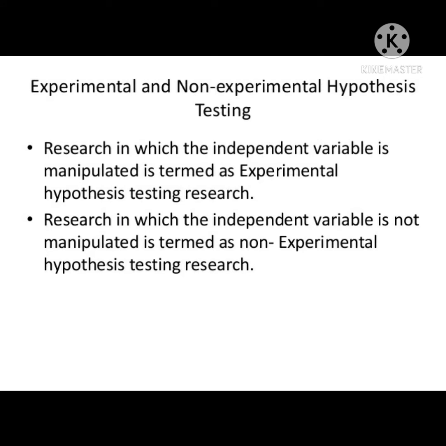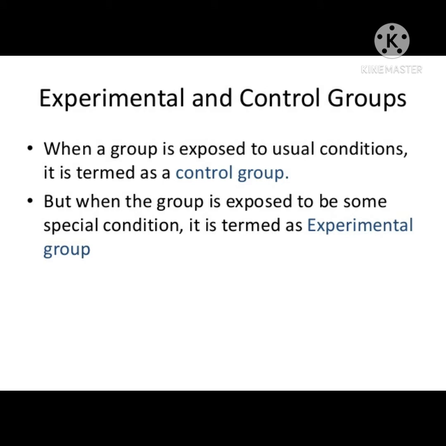Experimental and non-experimental hypothesis testing. Research in which the independent variable is manipulated is termed experimental hypothesis testing research. Research in which the independent variable is not manipulated is termed non-experimental hypothesis testing research. Experimental and control groups. When a group is exposed to usual conditions, it is termed a control group. But when the group is exposed to some special condition, it is termed an experimental group.